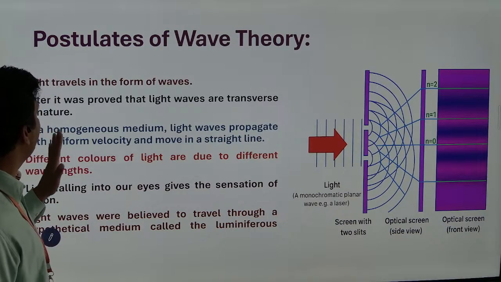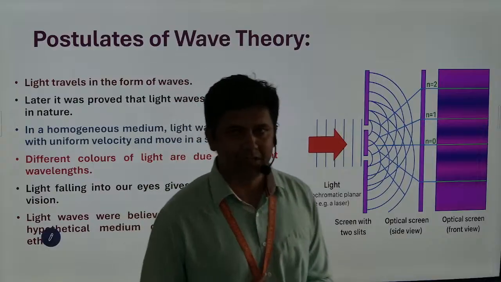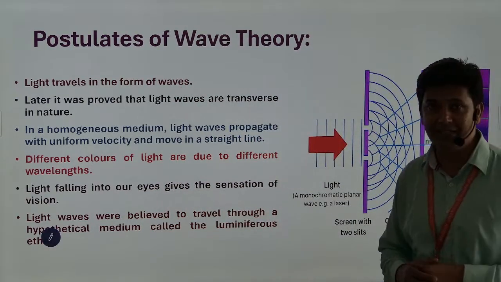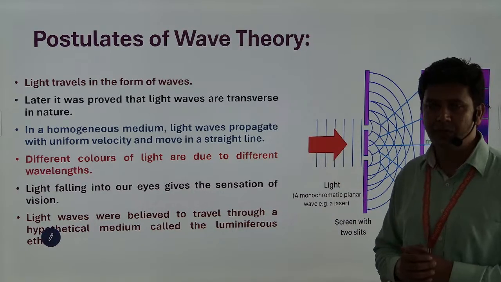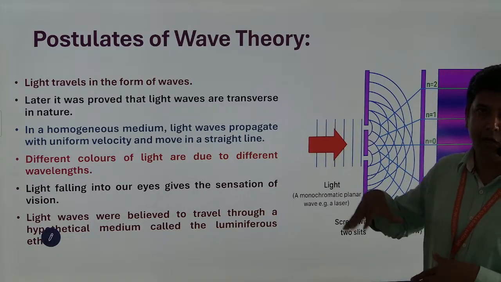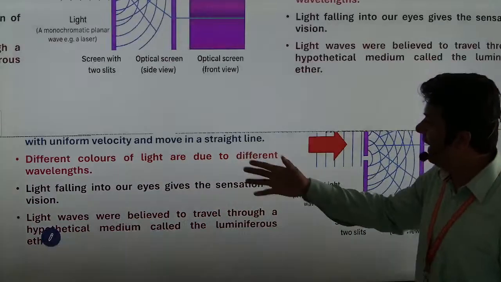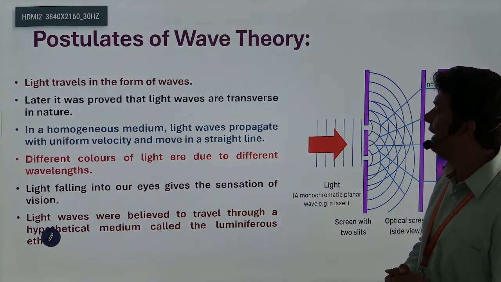The first postulate is that light travels in the form of waves. Later it was proved that light travels in the form of transverse waves. That means, as we know of the transverse wave, the particles vibrate perpendicular to the direction of propagation of the wave. In a homogeneous medium, light waves propagate with a uniform velocity and move in a straight line.